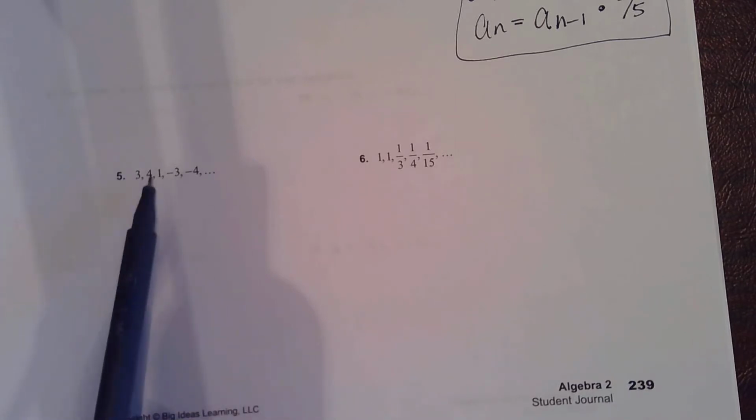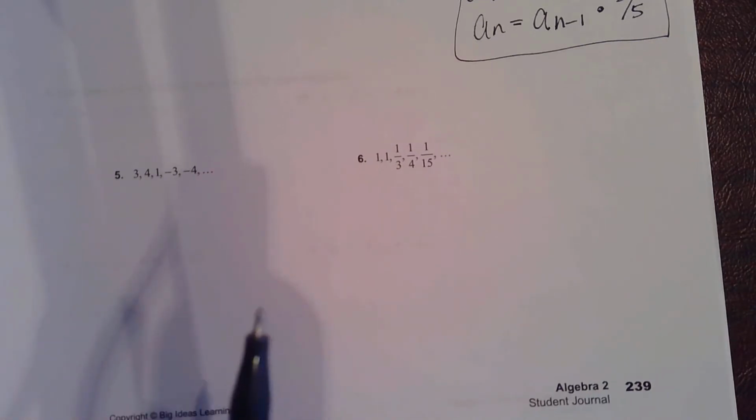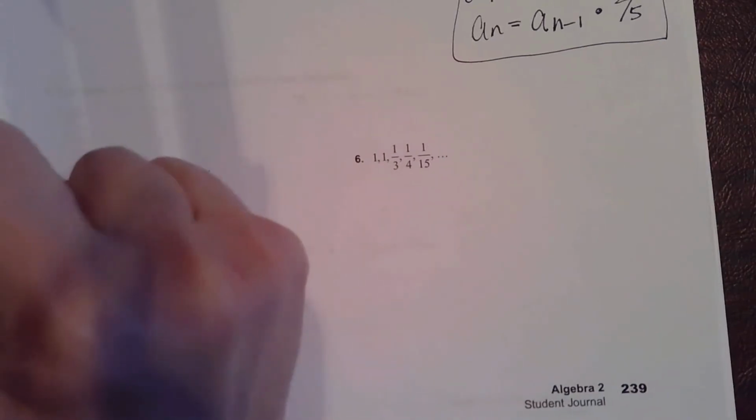So this is what we call a neither, right? So we have to kind of think about what we're doing to get from one value to the next. So if I do 3, 4, I get 1, 3, 4, 1, -3, -4. This is a fairly hard pattern, and I don't know if you would have known this if I didn't already tell you. So this is just a good example to stretch our minds a little bit.